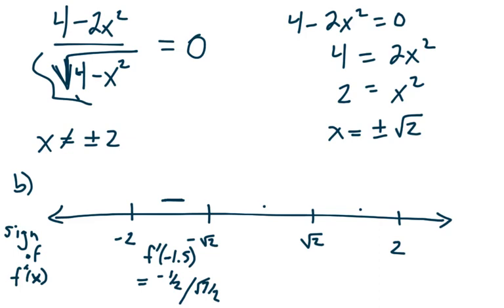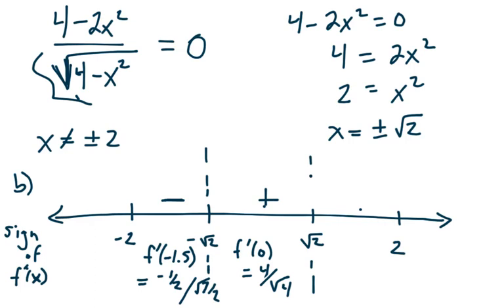Now we pick a point between minus root 2 and root 2. So I'm going to pick 0. So f prime of 0 is equal to 4 over root 4. I mean, I could simplify that, but again, I'm just looking for the sign. And so you can see that the sign here is positive. So that indicates that the function is increasing between minus root 2 and root 2.